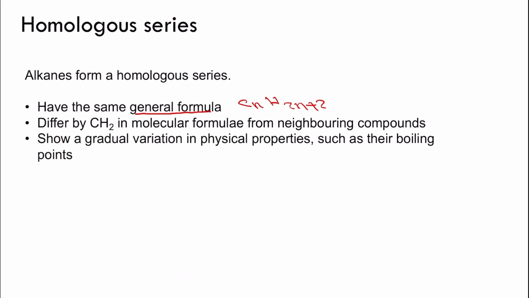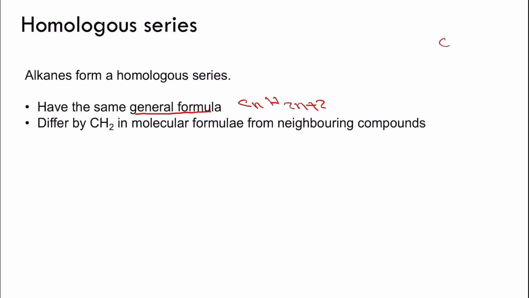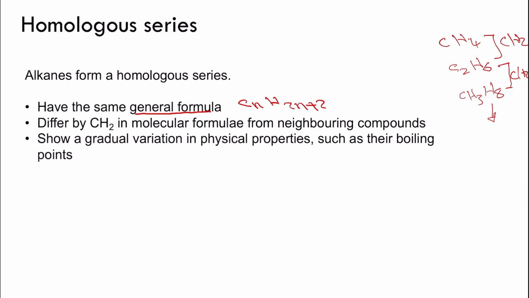So we know that the difference between methane, the first member, CH4, and then the second member, which is ethane, C2H6, is CH2. And then the third member, which is C3H8, the difference between these two is CH2, and so on. So the difference in molecular formula between neighboring compounds is CH2. They show gradual variation in physical properties such as the boiling and melting points. And when we discuss the physical properties of alkanes, we're going to see how they have gradual variation in their physical properties.